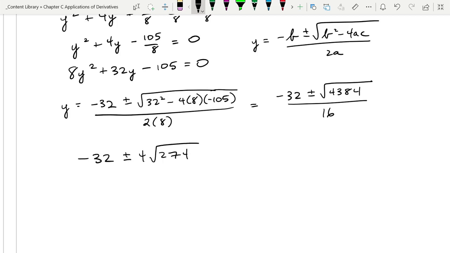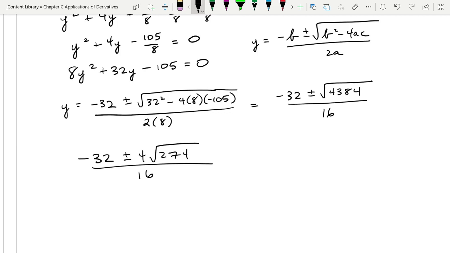I don't think 274 has any more perfect squares in it. It doesn't have another 4. It doesn't have a 9. And it doesn't have a 25. And it couldn't have a 36. I think we're good. All over 16, and then one last step of simplifying.